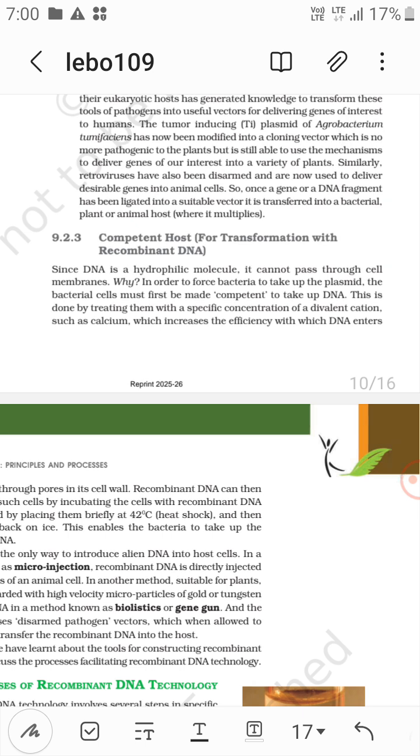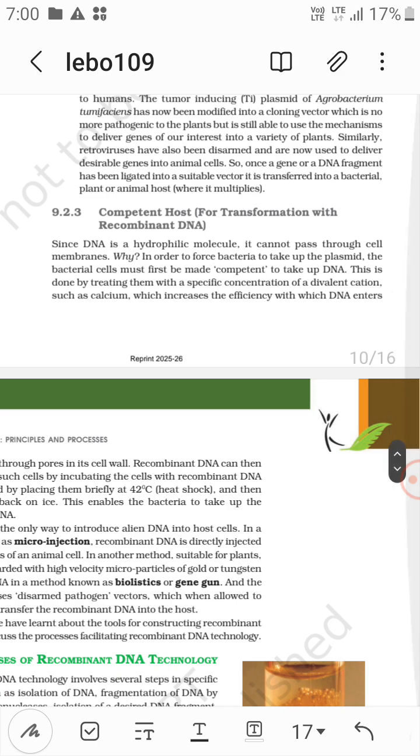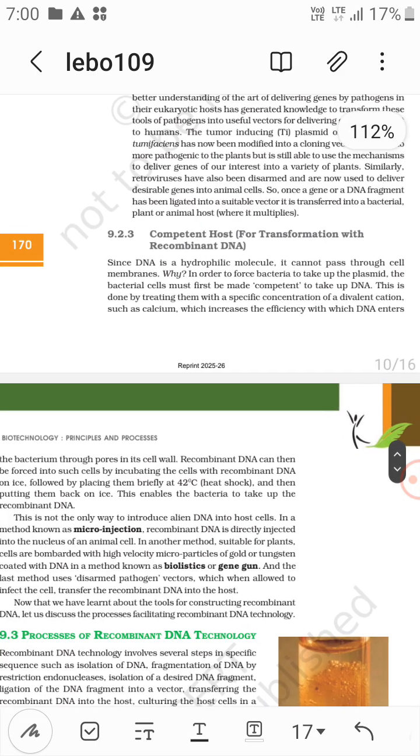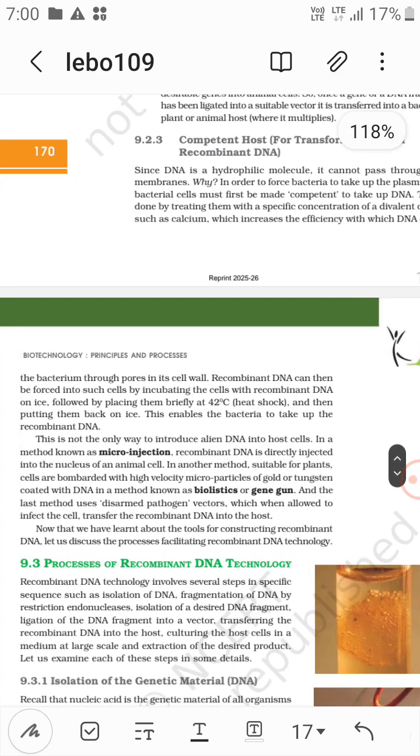In order to force bacteria to take up the plasmid, the bacterial cell must first be made competent to take up the DNA. This is done by treating with a specific concentration of divalent cation such as calcium, which increases the efficiency with which DNA enters the bacterium through pores in its cell wall.